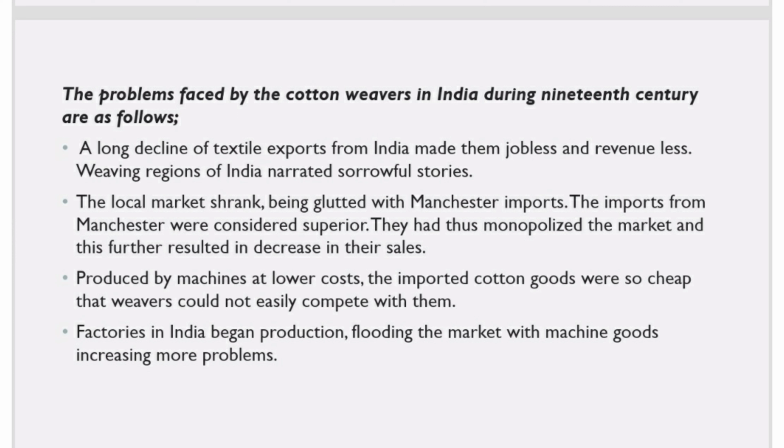The local market shrank, being glutted with Manchester imports. The imports from Manchester were considered superior. They had thus monopolized the market and this further resulted in a decrease in their sales. Produced by machines at lower cost, the imported cotton goods were so cheap that weavers could not easily compete with them. The factories in India began production, flooding the market with machine goods, causing more problems for the Indian weavers.